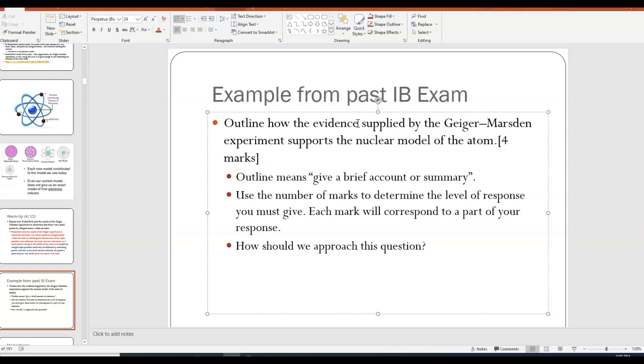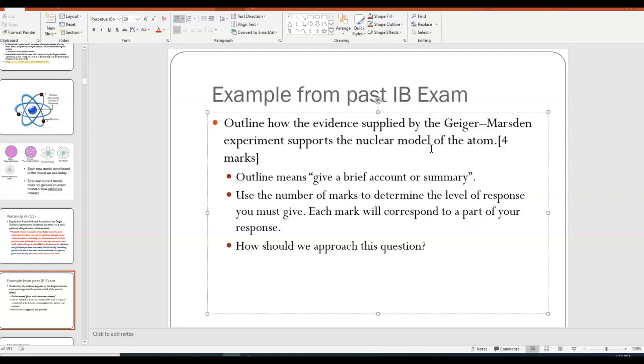For example, and I'm giving you a hint here, if you are outlining how the evidence supplied by the Geiger-Marsden experiment supports the nuclear model of the atom, you probably need to talk about what the Geiger-Marsden experiment was, what the results were, and what the nuclear model of the atom means. So make sure that your answer fully addresses the question.